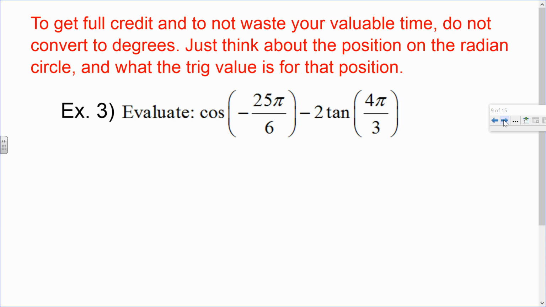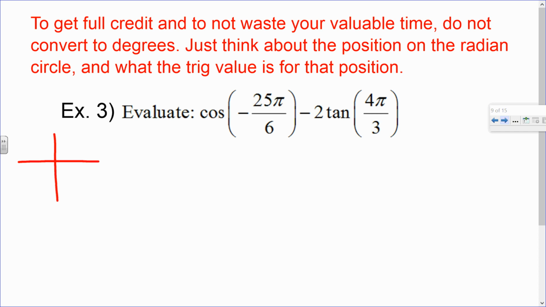And when it's test time, you're not going to have enough time to convert everything to degrees and then figure it out. So I want you just to get into the habit from the beginning. Where on the unit circle are we? Just like with degrees, we could go around more than once and we just keep on going. The same thing can happen with radians.